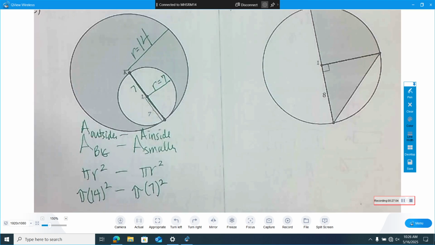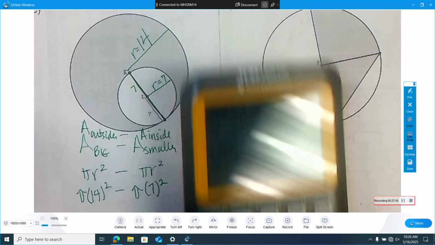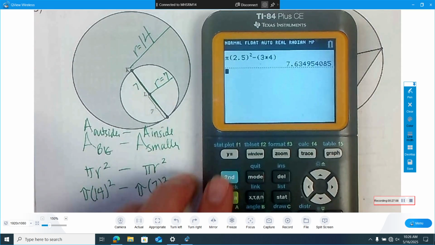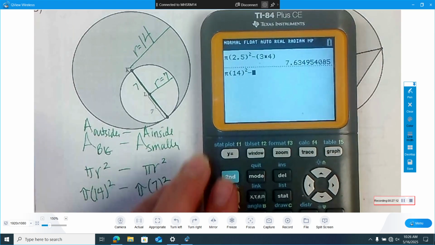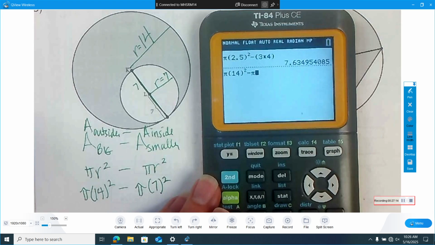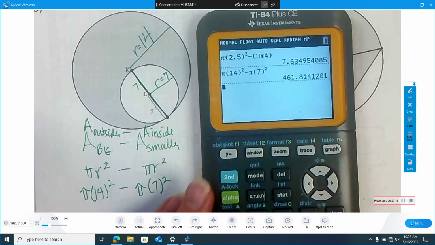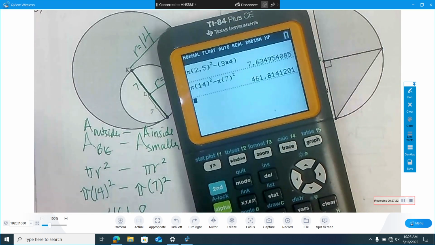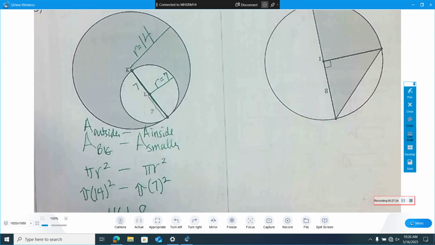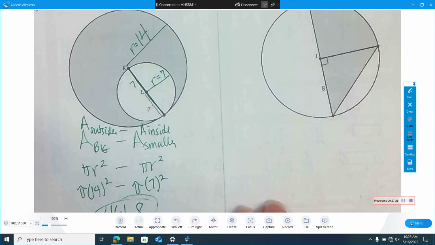All right, so big circle minus little circle area. Let's see what we got. Pi times 14 squared minus pi times 7 squared. Turns out to be 461.8. Do you have any questions so far? No. You getting it? All right.